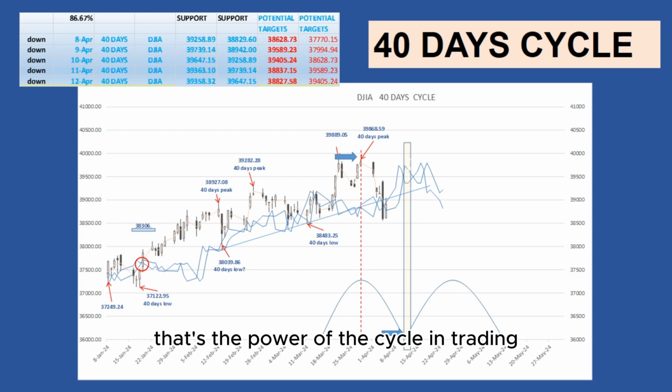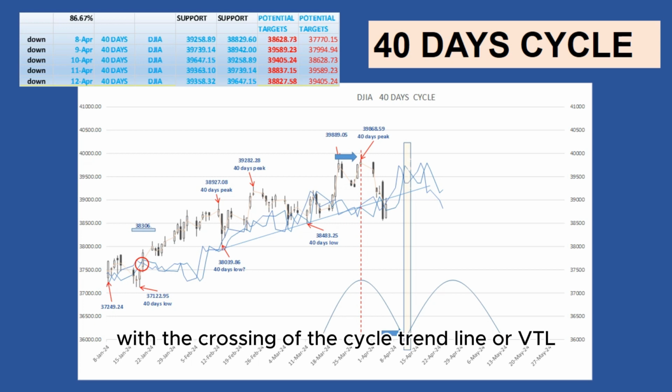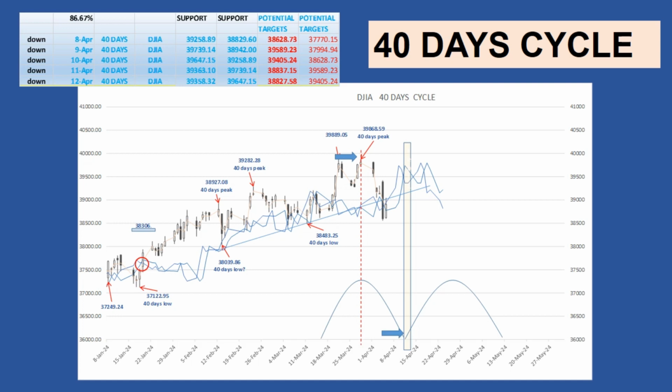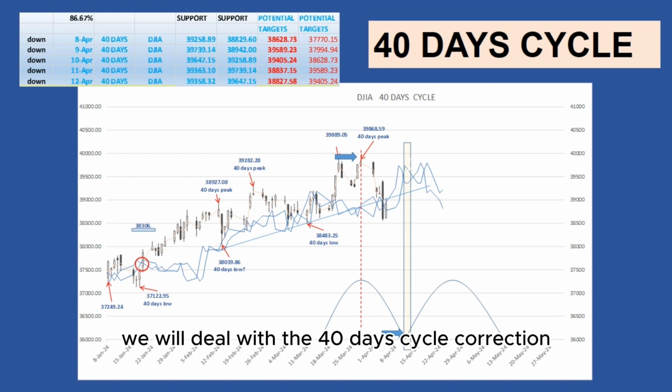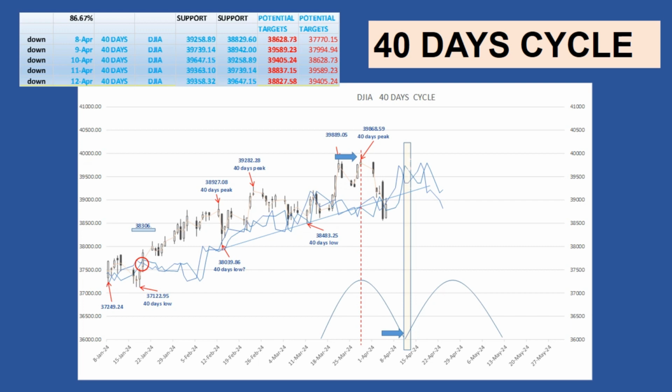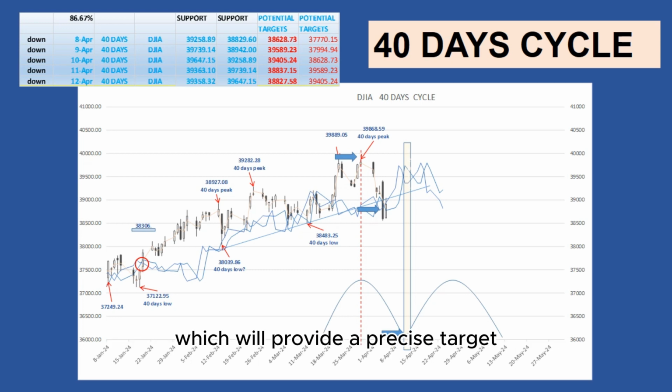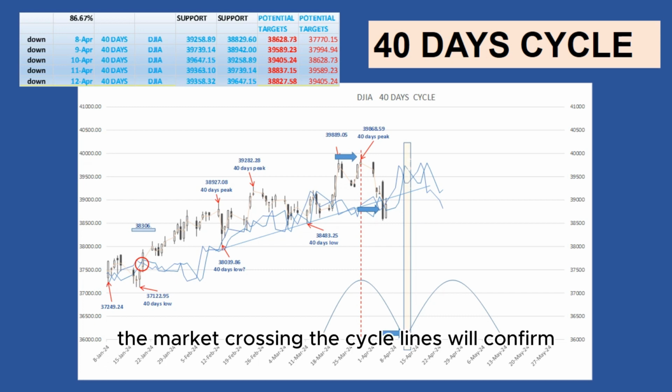That's the power of the cycle in trading. With the crossing of the cycle trend line or VTL, we know in advance which peak is forming. Then we can anticipate the degree of the correction. In this case, we will deal with the 40-day cycle correction. We know at that stage of the cycle, we can expect the market will at least find support on its 40-day cycle lines, even before the market crosses below its cycle line, which will provide a precise target. The market crossing the cycle lines will confirm the 40-day cycle peak is already formed.